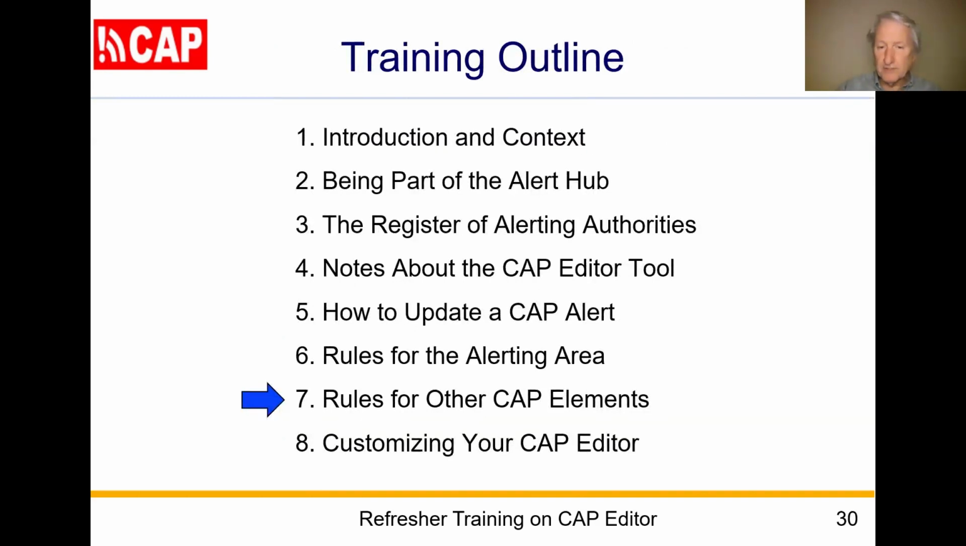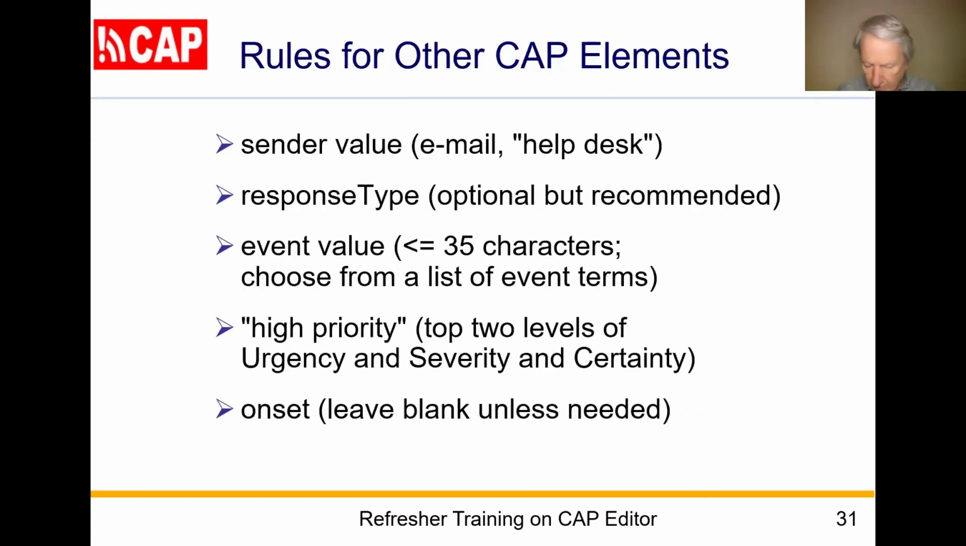Now, I want to mention some rules for other CAP elements. The CAP sender value, as I mentioned before, should be an email address. Google actually requires that. And it is preferred that that email refers to a help desk function, something that is continuously staffed. Do not put the name of an individual there, because you never know when these alerts are going out. And you have to have somebody who's not only, I would say, tracking and responding, but keeping a record of who asked what to that help desk.